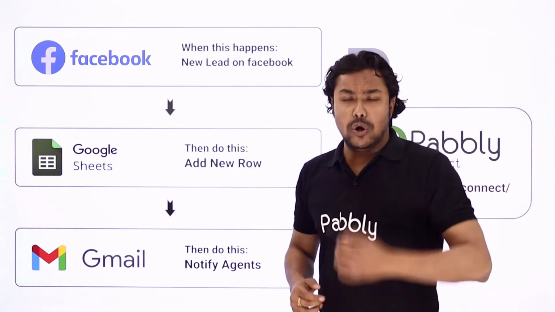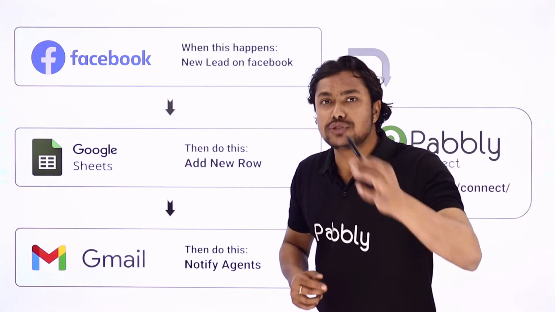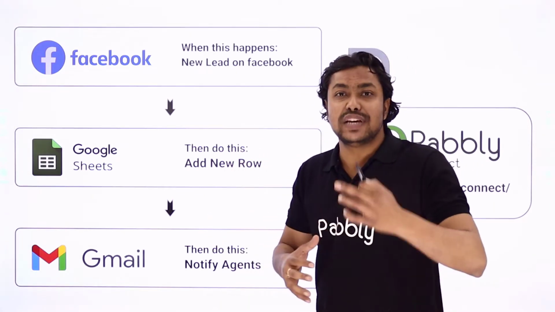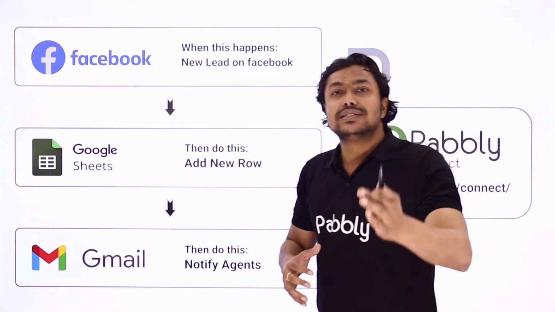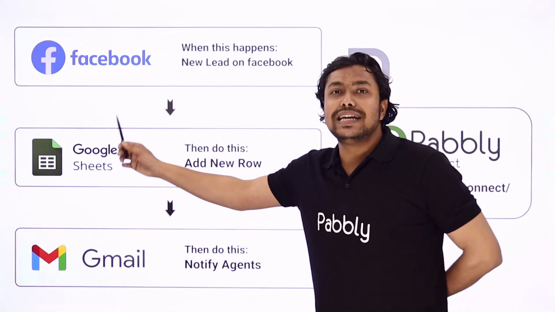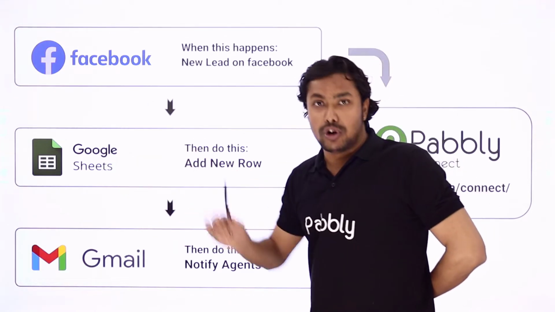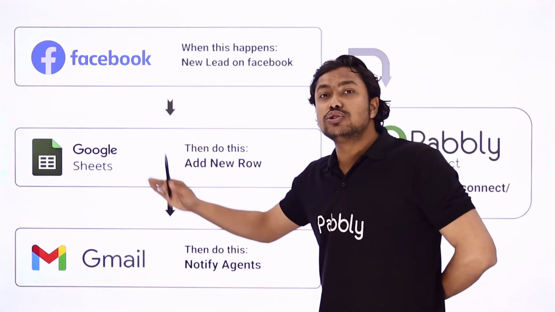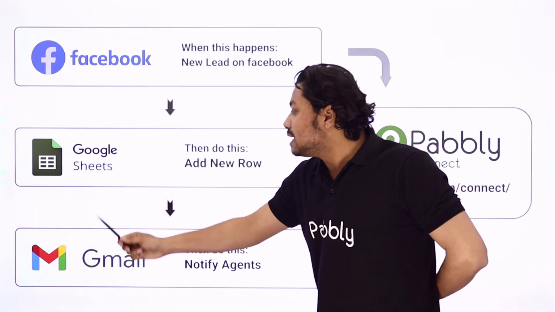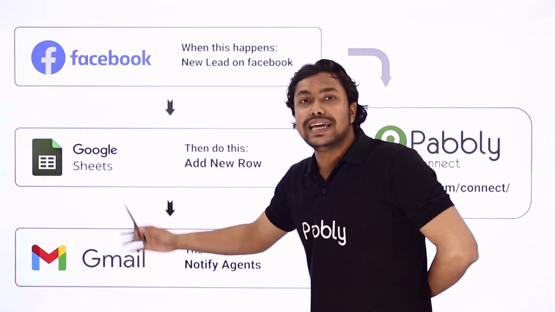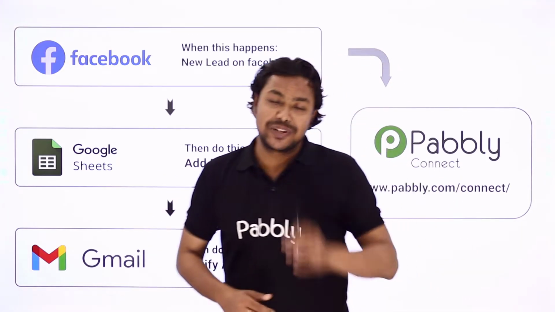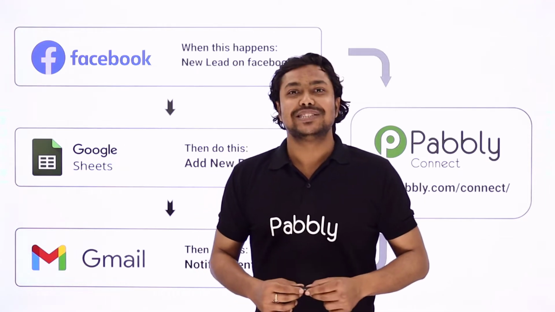Now, why do you need this automation? Suppose you are a software company and you have a page on Facebook and you are running Facebook lead ads. So whenever someone fills your form on Facebook, that data will be collected and submitted to the Google Sheets automatically, and from that specific Google Sheet, the data will be sent to different agents on their Gmail account. Now, how are we going to do that? To learn that, you have to come with me to the screen.